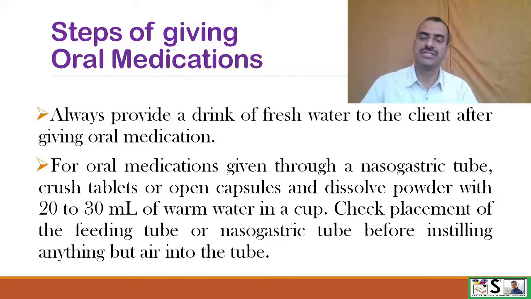For oral medication given through a nasogastric tube or gastric tube, crush the tablet or open the capsule and dissolve the powder in 20 to 30 ml of warm water in a cup. Check the placement of the feeding tube or nasogastric tube before instilling anything but air into the tube. You can listen for proper placement of the tube through a stethoscope.